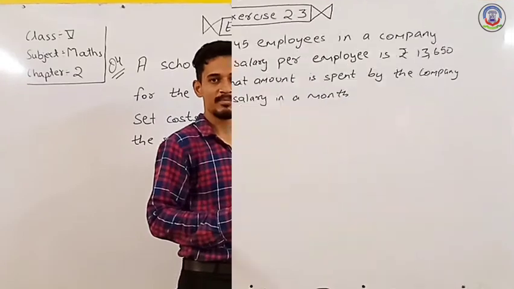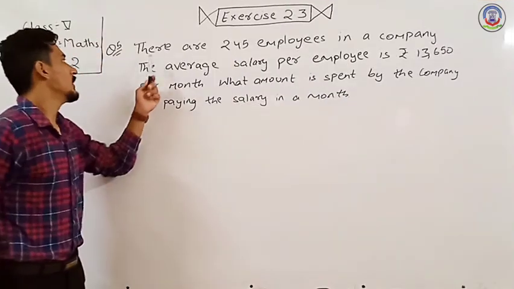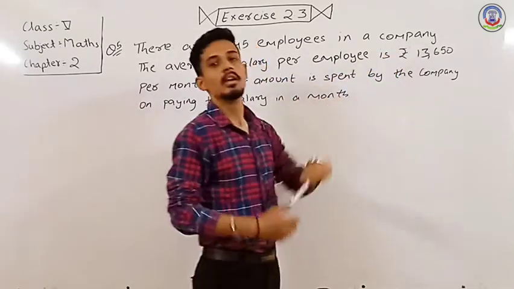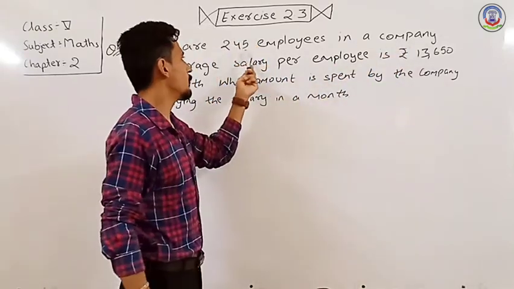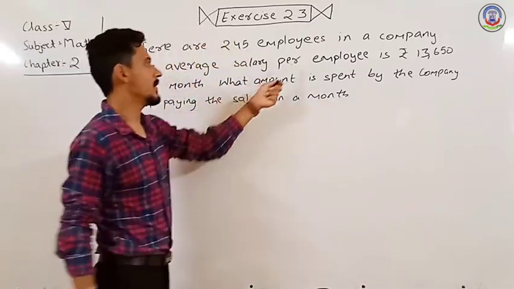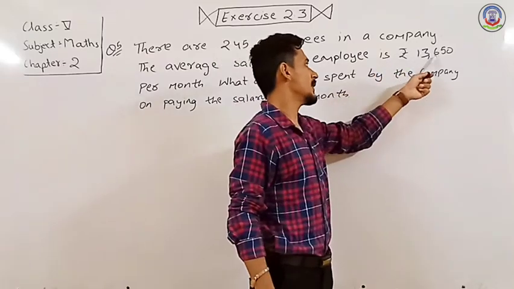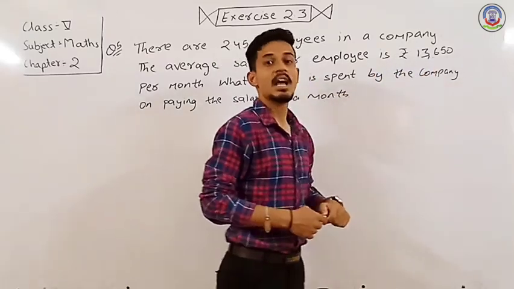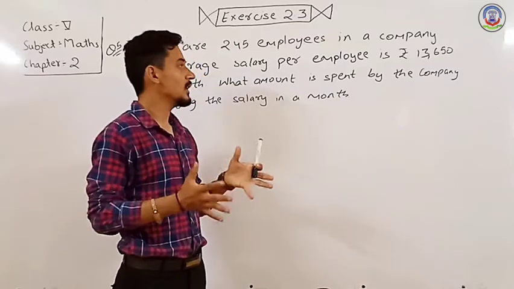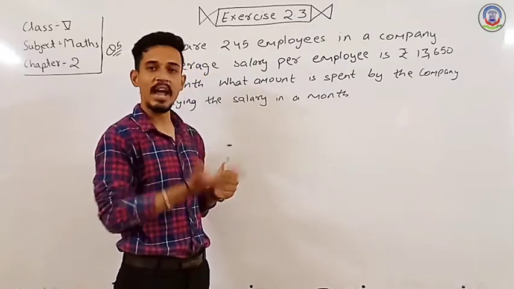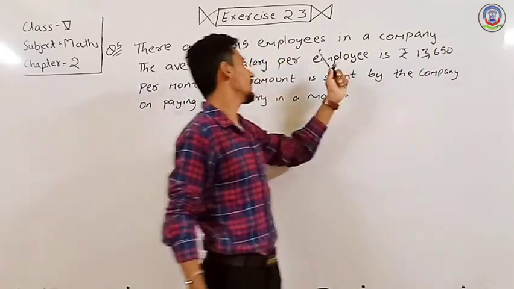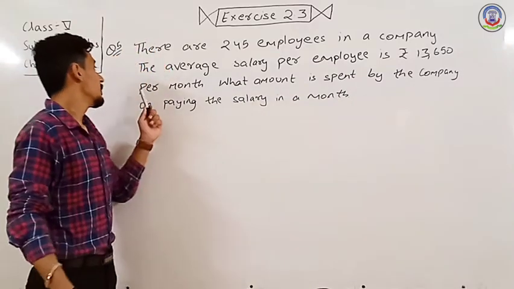Okay. Now question number 5. There are 245 employees in a company. एक कंपनी है, उसमें 245 एम्प्लॉइज हैं. The average salary per employee is 13,650 rupees. Average salary. तो एवरेज सैलरी मतलब होता है कि उनकी सबकी मिला के अगर एवरेज निकाला जाए तो कितनी आती है? 13,650 रुपीज तो उनकी सैलरी है पर मंथ.